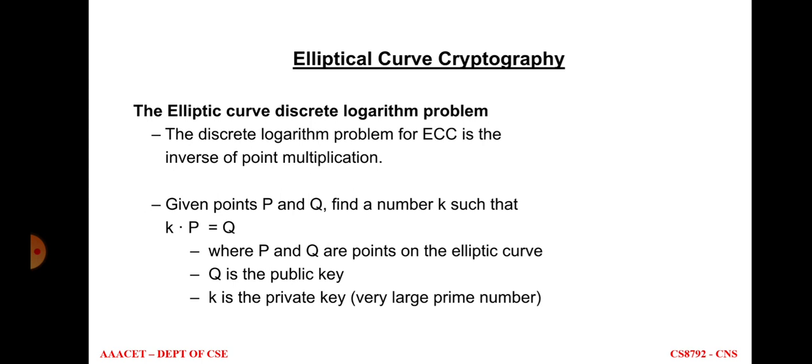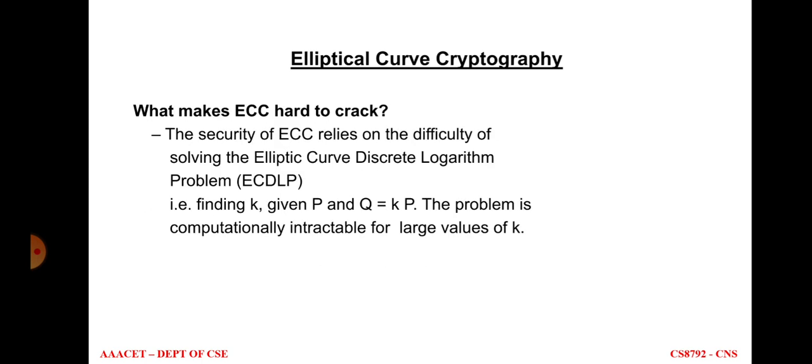So the elliptic curve also involves a logarithmic problem. The discrete logarithm problem for ECC is the inverse of point multiplication. So you have to remember that point multiplication is the main operation in elliptic curve cryptography. The inverse of point multiplication is nothing but the discrete logarithm problem for ECC.